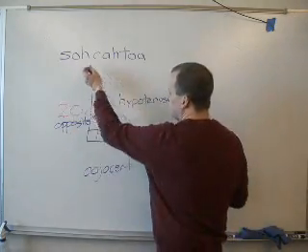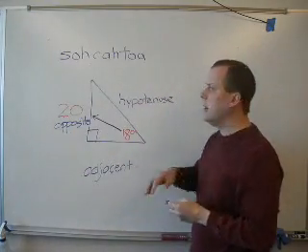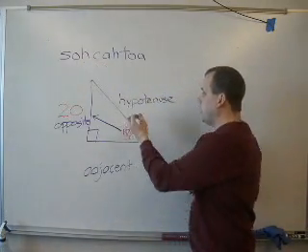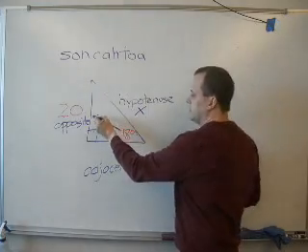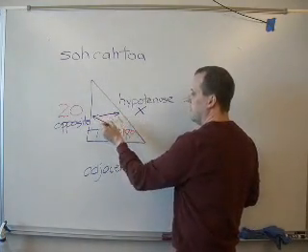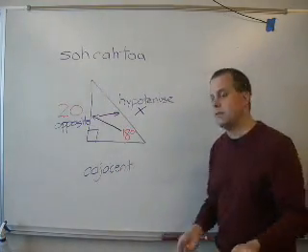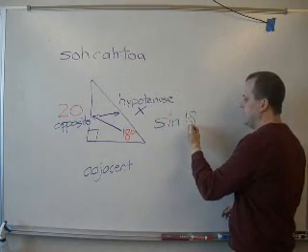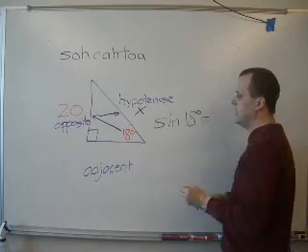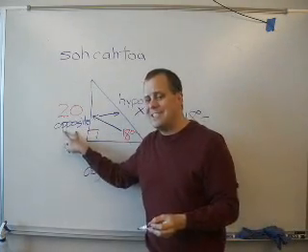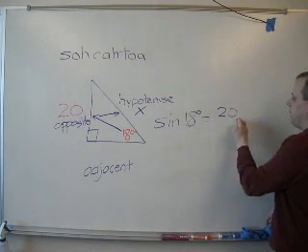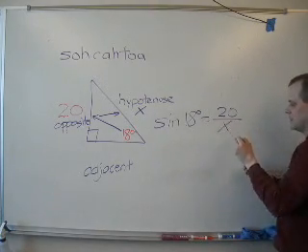Now, I'm going to go back through my SOHCAHTOA, opposite over hypotenuse. Well, if we want to know how much the hypotenuse is in this situation, I'm going to use this formula. Here's how it looks. I'm going to take sine of 18. 18 is my angle, is equal to opposite over hypotenuse. My opposite is 20. My hypotenuse is x.